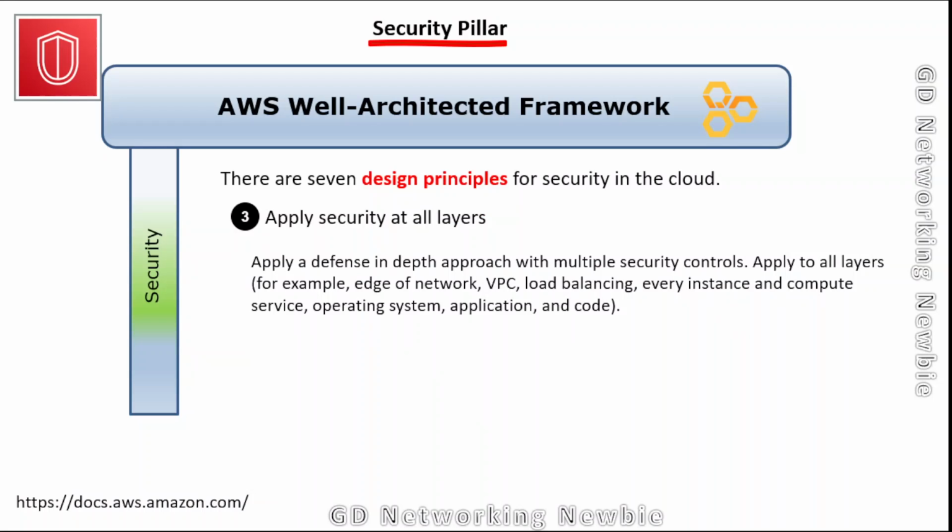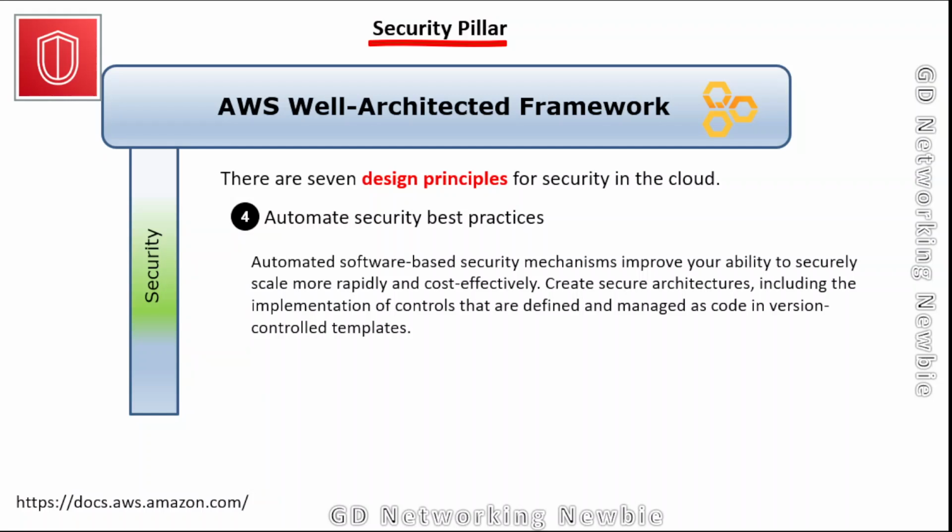And the third one is apply security at all layers. This implies that we should apply a defense in depth approach with multiple security controls. Defense in depth means we should be applying security measures at all layers. For example, we should apply security at the edge of the network. We should apply it at the VPC. We should apply it at load balancing, every instance and compute service, operating system, application, and code. So they all should be secure. The security should be implemented at all these layers.